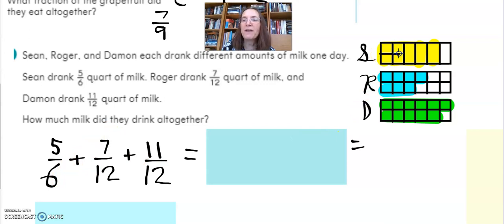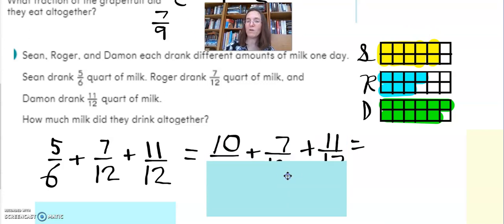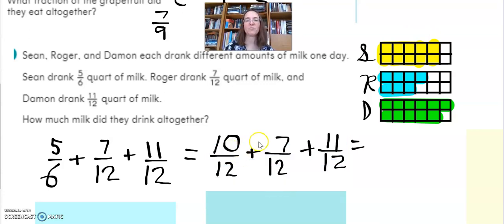We multiply them both by the same factor because look, do you see me? I cut every one of those pieces into halves. Each one of these 6 has been divided into 2 halves, this half and that half. And now you can see the pieces are all the same size. We just need to bring our math along with it. So here I've got 10/12 plus 7/12 plus 11/12.